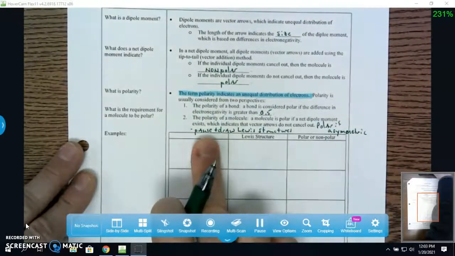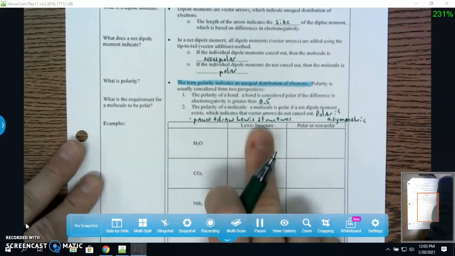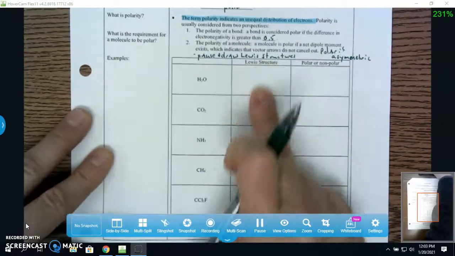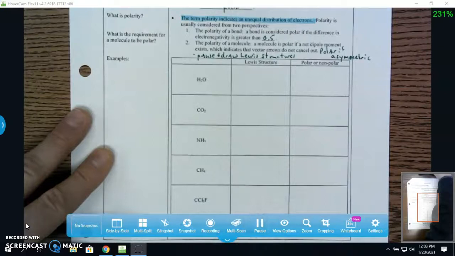Here's what I'd like you to do. I want you to take a minute and hit the pause button right here and draw Lewis structures for these 5 molecules. So again, take a minute and hit the pause button.